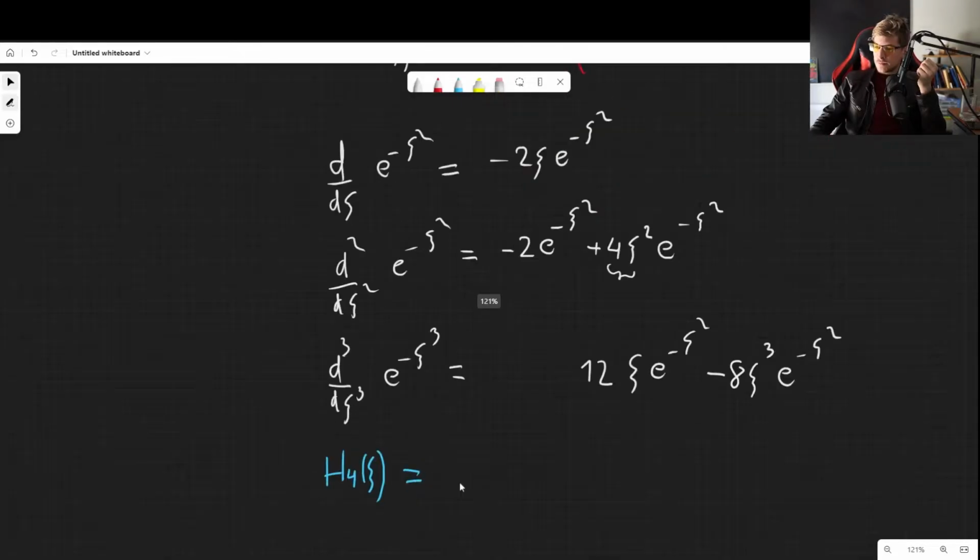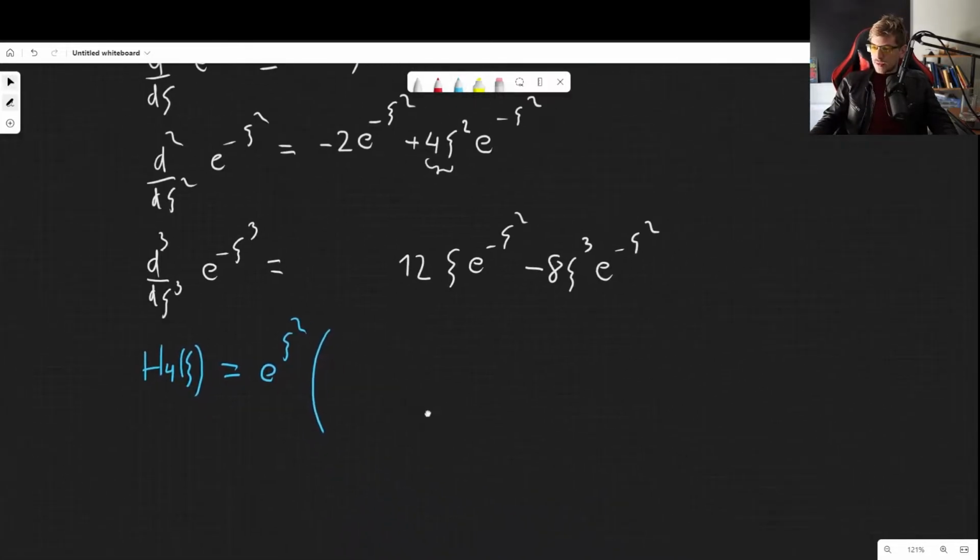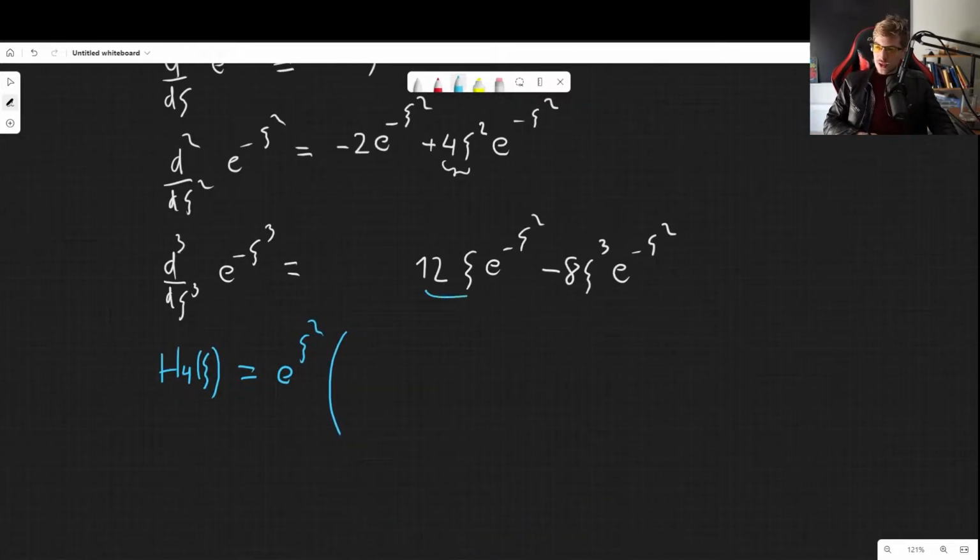So this is basically e to the positive psi squared times the fourth derivative. But that's quite easy to calculate because the third derivative is right here. So we simply have to derive this one more time. So let's do it. We have two terms coming from this and two terms coming from this. So from the first one, we get 12 e to the minus psi squared, and then minus 24 psi squared e to the minus psi squared.